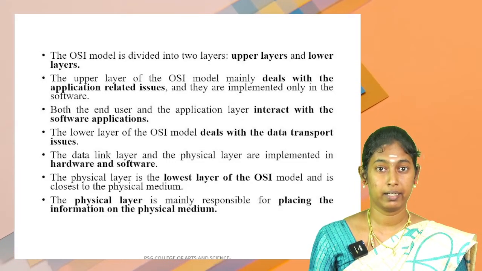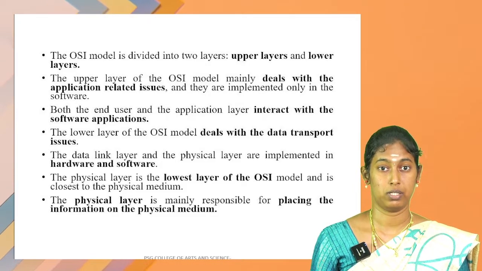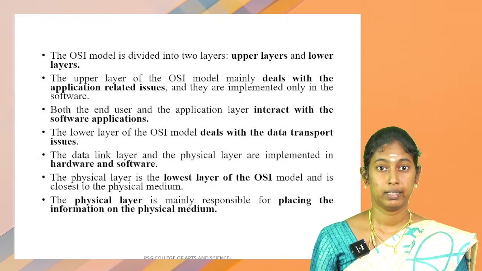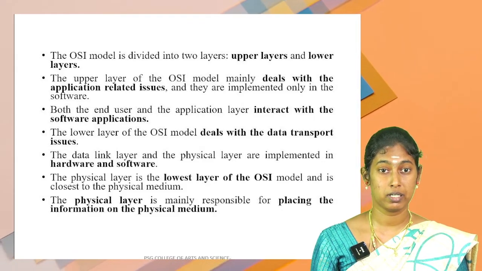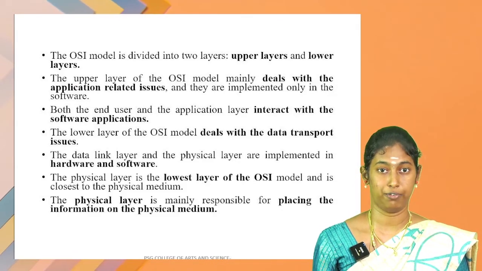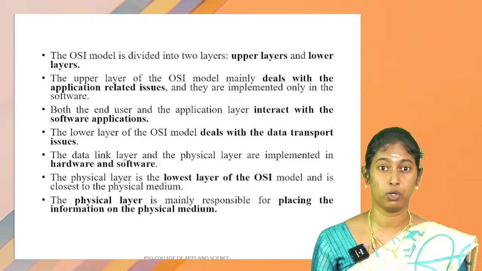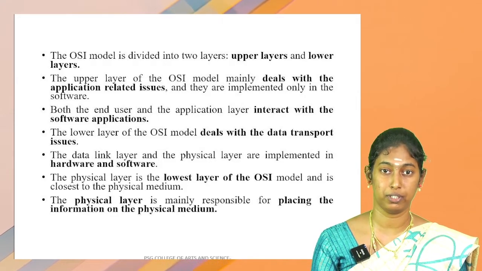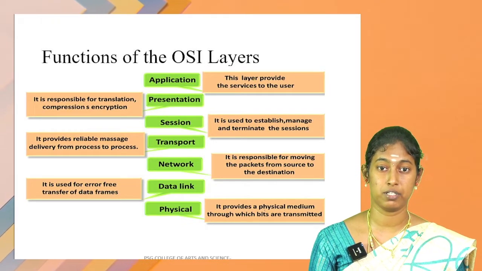The lower layers deal with the data transport issues. The data link layer and the physical layer are implemented in hardware and software. The physical layer is the lowest layer of the OSI reference model and it deals with the actual transmission of data. So, these are the functions of the OSI reference model.